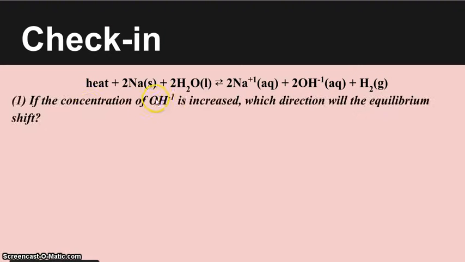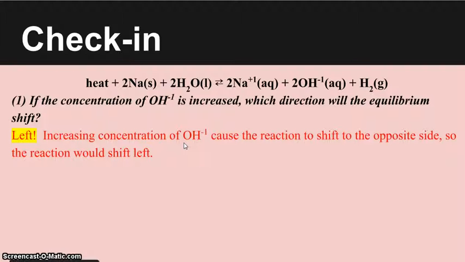And the first question was, if the concentration of OH minus is increased, which direction will the equilibrium shift? Of course, the OH minus is on the right side, the product side of this reaction. So if you increased its concentration, we'd see a shift to the opposite side. So the correct answer was left. I'll leave that up there so you can read it, but that's essentially what I just said.